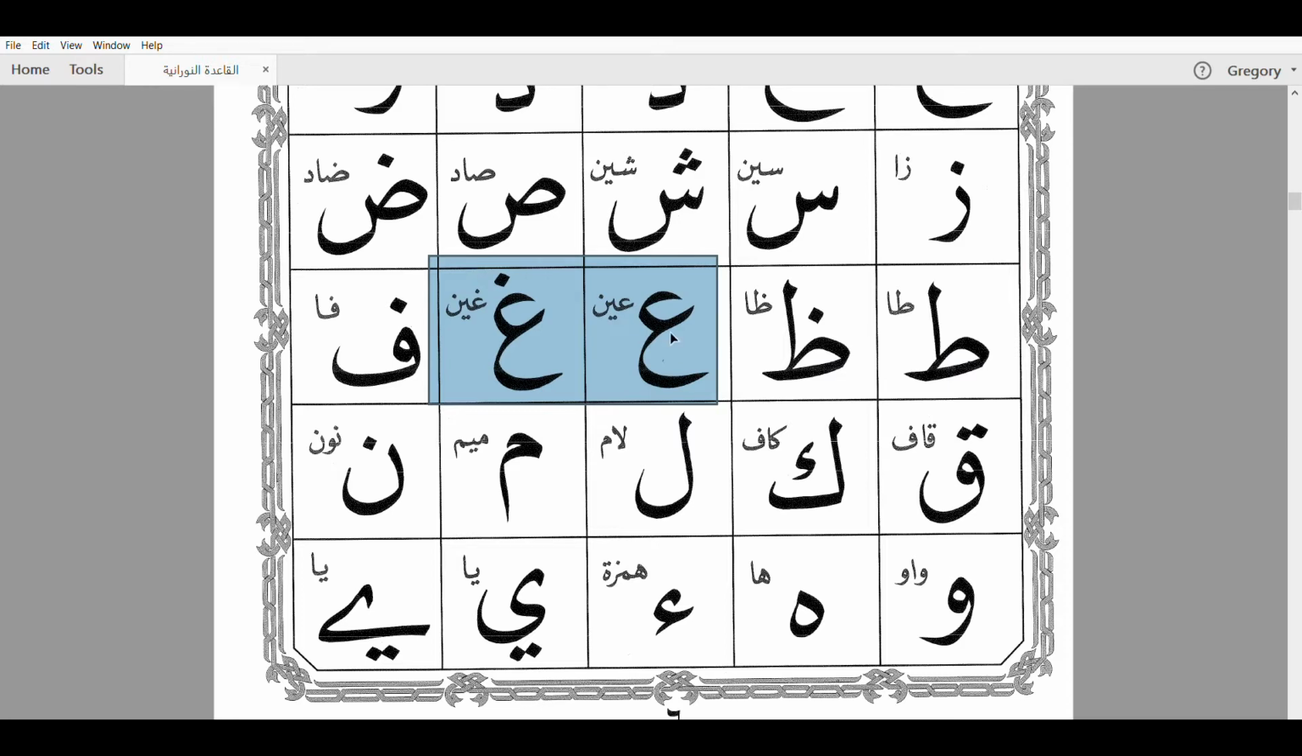Mm-hmm. Ein. Like a German. Yeah, just like, yeah, exactly. Ein. Yeah. And this one? Rein. Yeah, Rein. It's the German who's like, gargling. Rein. Okay. This one? No. Fa. Mm-hmm. Just like an F. Fa. And then this one? Qaf. Yeah, Qaf. Like Qur'an. Qaf.